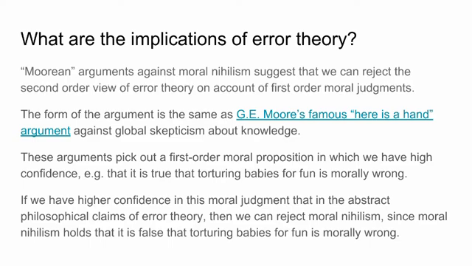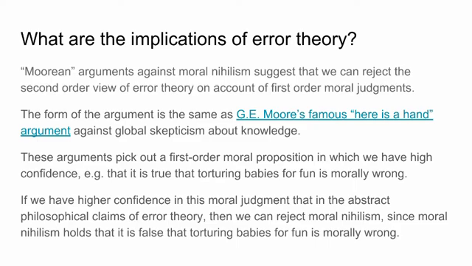So what Moorean arguments do, in the context of error theory and moral nihilism, is they pick out first-order moral propositions in which we have high confidence, and it runs with a similar line. So let's take, for example, the moral judgment that it's true that torturing babies for fun is morally wrong. This is inconsistent with error theory, right, which says that this judgment is false. So we have a question here: do we have higher confidence in our judgment that torturing babies for fun is morally wrong?